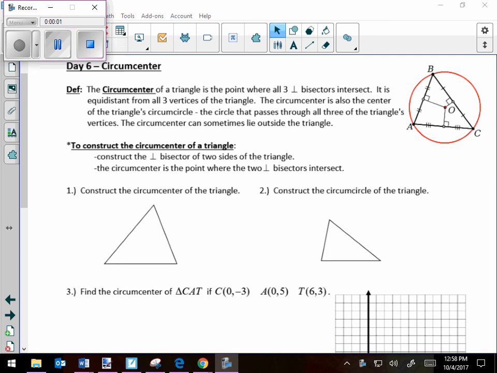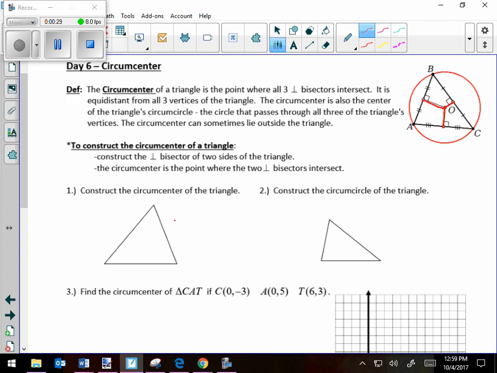For our Day 6 notes, we're going to be talking about the circumcenter. The circumcenter is the point of intersection where all three perpendicular bisectors of the triangle meet. So if you take a look at the picture that we have here, you can see that for the triangle, there are three perpendicular bisectors that were drawn in. Here's one of them, here's the other, and here's the third.